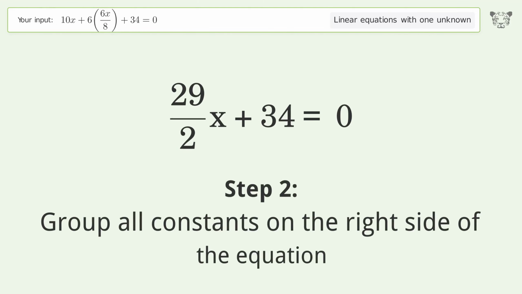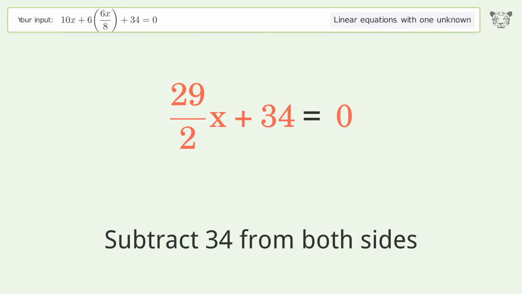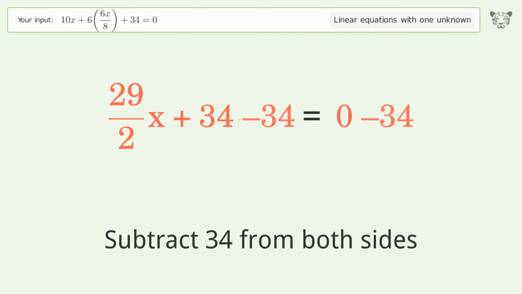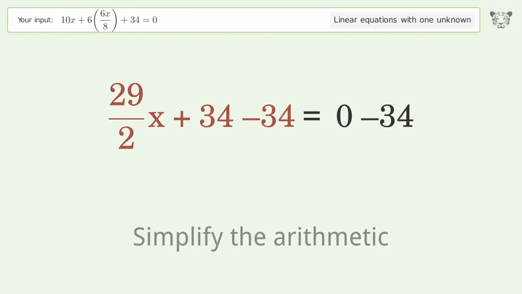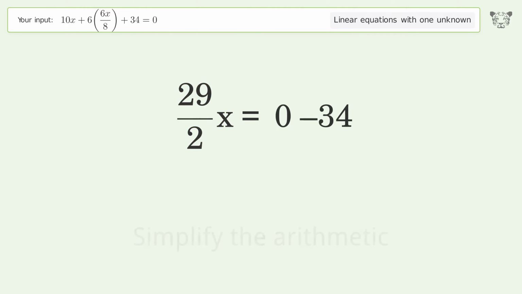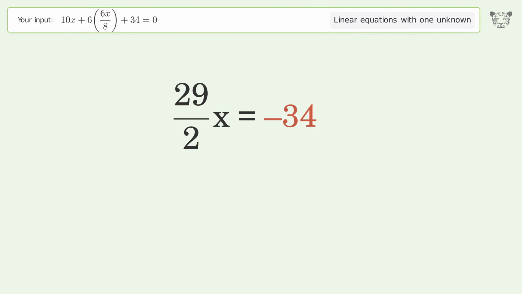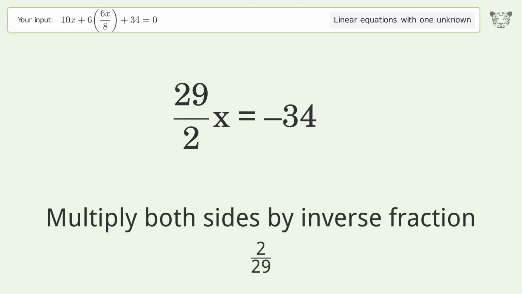Group all constants on the right side of the equation. Subtract 34 from both sides. Simplify the arithmetic. Isolate the x. Multiply both sides by inverse fraction 2/29.